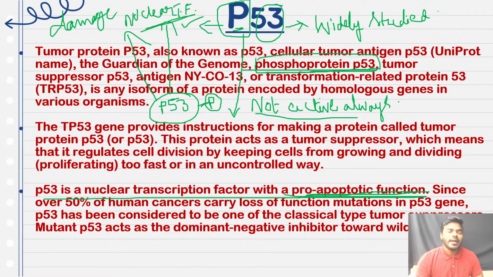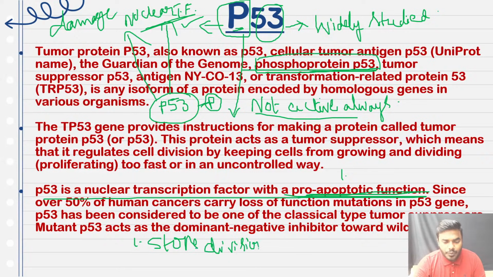Pro-apoptotic function. Now you listen. When the P53 gets phosphorylated, so its concentration is increased, it enters into the nucleus, and what it is going to do first is stop the division. Common point, as I said, stop the division.